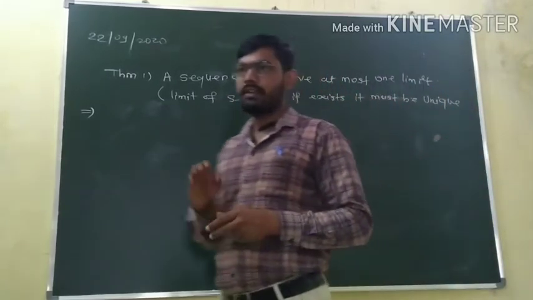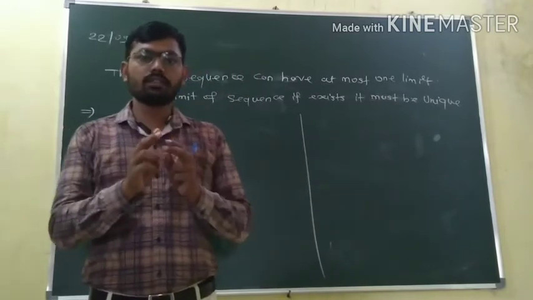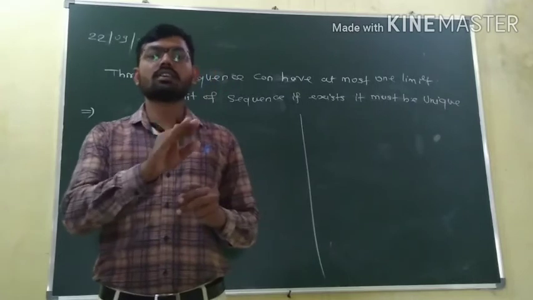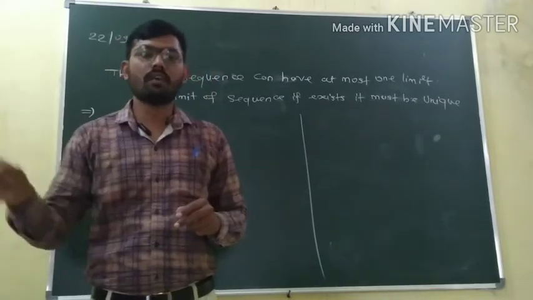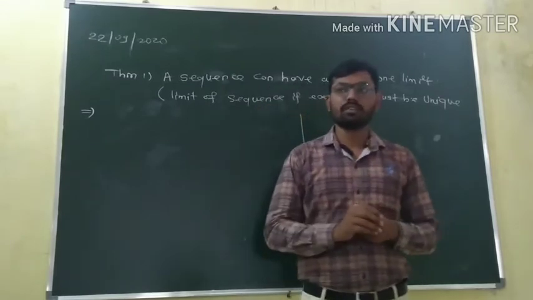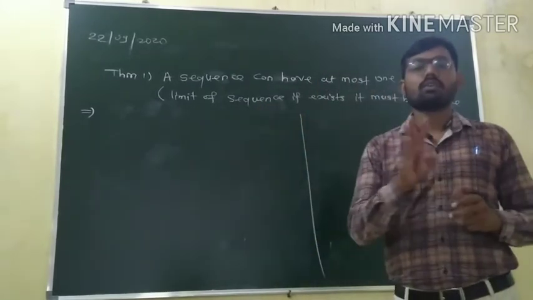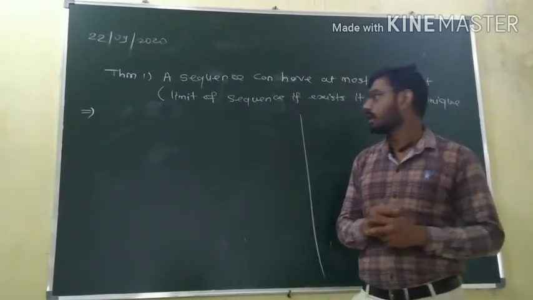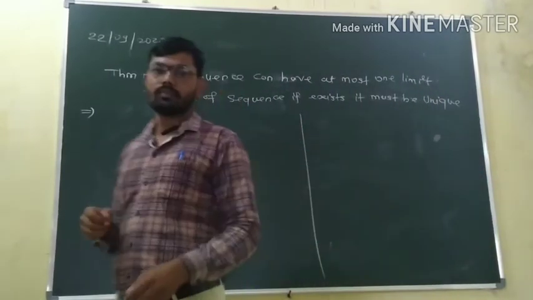Okay, so whenever a sequence has two different limits, then we can say that the sequence does not have a limit, or the sequence is divergent, because if a sequence has a limit, it must be unique. So a sequence cannot have two or many limits. Okay, so we will see the proof.